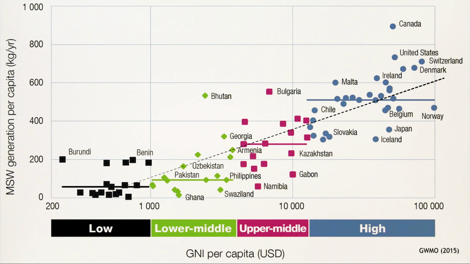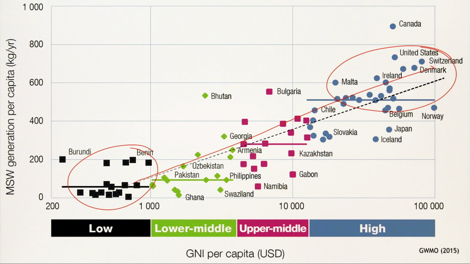What we see here is waste generation per capita per year, and on the x-axis we see gross national income per capita. What is clearly visible is that with increasing income, we have increasing waste generation rates. Poor countries generate less waste, rich countries generate more waste.